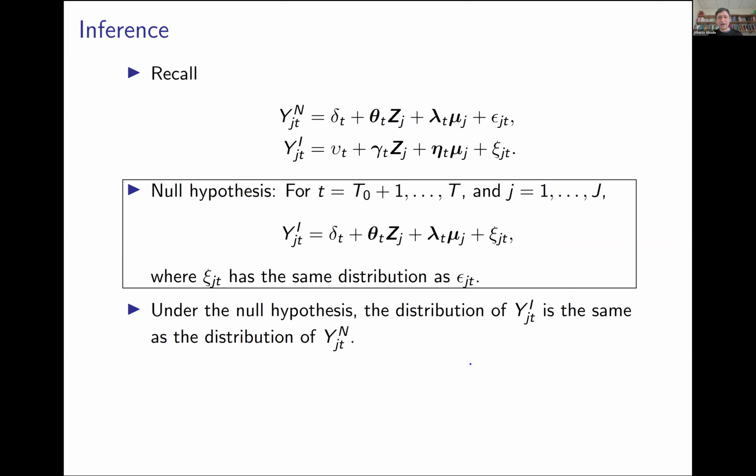Let me talk about a couple of alternatives here. One of these is trying to test some null hypothesis. The null hypothesis here is that this set of coefficients is going to be the same across equations, and that these two shocks are going to have the same distribution. If that is the case, then under this hypothesis, the distribution of the potential outcome with the treatment and without the treatment will be exactly the same, although they may have different relations, of course.